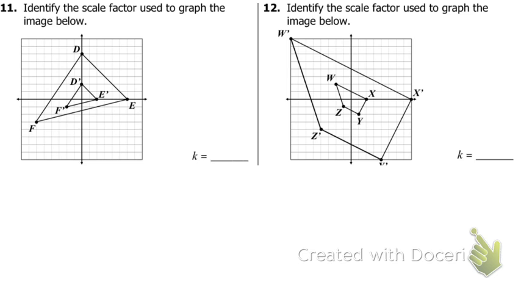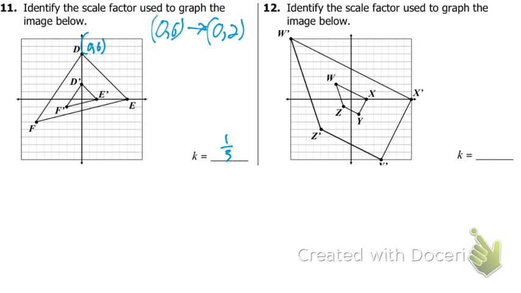Okay, D. So D is currently at 0, 6, correct? And what's D prime at? 0, 2. You have to be careful as we go from one to the other. We're going from our original to our new one. So how do we get from 6 to 2? What would we multiply by? 1/3.